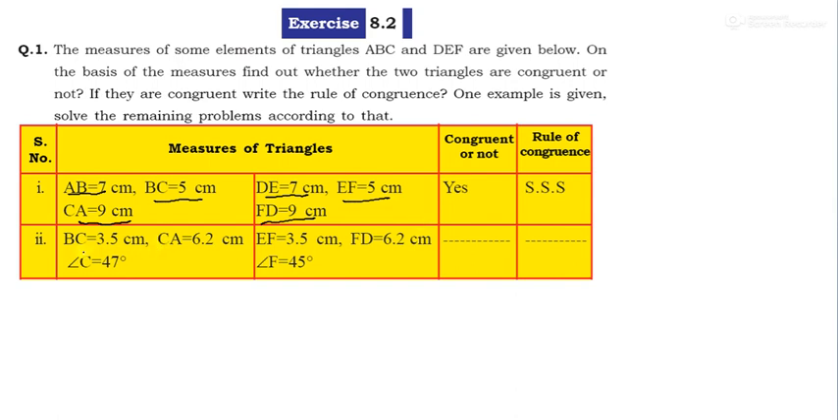So you can watch here. BC is equal to 3.5, that is equal to EF, 3.5. Now CA is equal to 6.2, and FD is equal to 6.2. And angle C is 47 degrees and the other angle is 45 degrees, which is not equal. So that is no. No rule.